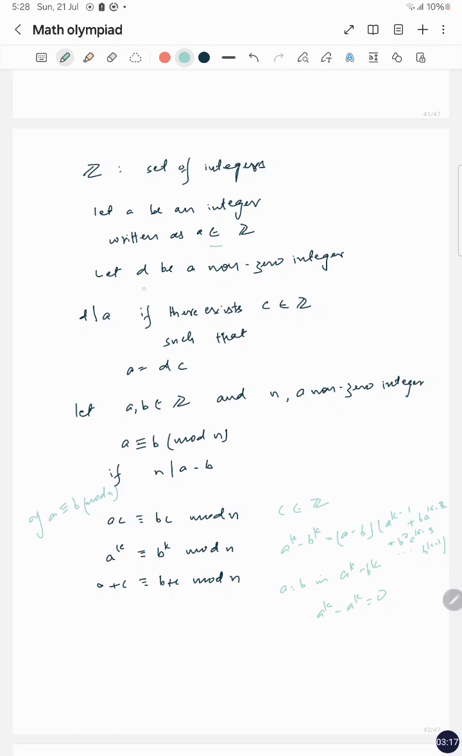And over here we don't divide by 0, so D is a non-zero integer, and A can be 0 because 0 can be divided by any number, so A is an integer. Similarly, A plus C is congruent to B plus C mod N. This can be written as A plus C minus B plus C is equal to A minus B, and N divides this expression, so N divides this entire thing.